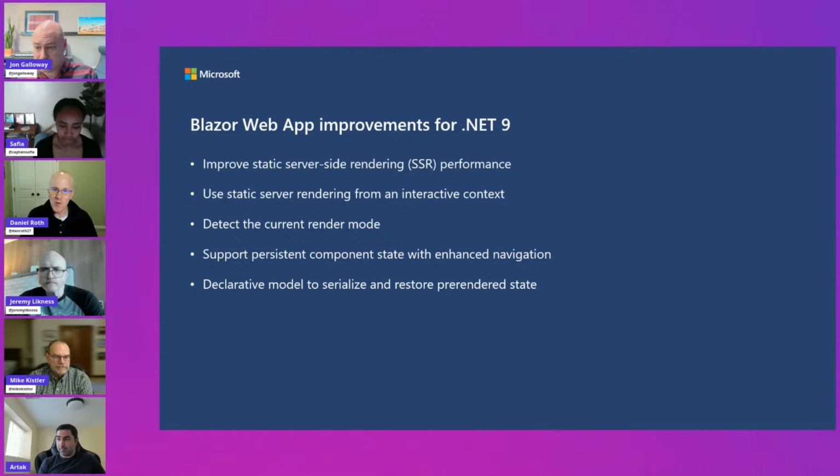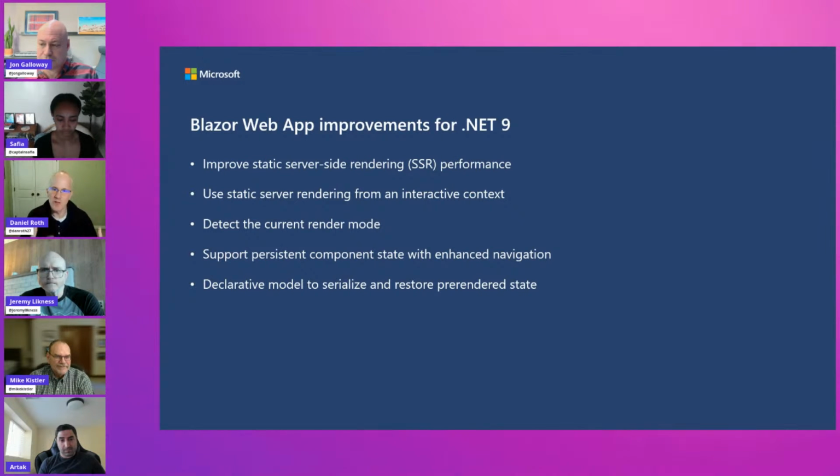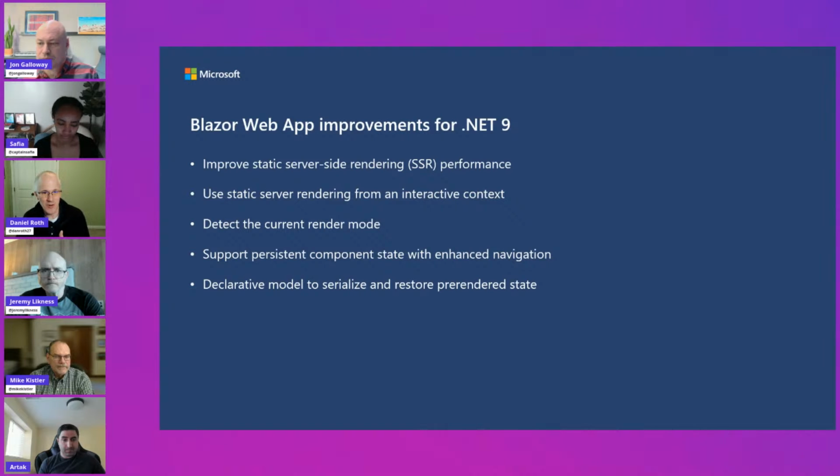And we have an API that allows you to access that persisted data. Unfortunately, it doesn't currently work with the enhanced navigation pattern where Blazor intercepts when you're doing a page navigation and you're getting the data from the server. So we're going to fix that in .NET 9 so that persistent component state works also with enhanced navigations. Because this pattern of using persistent component state is also now becoming more common, we're also going to do some work to add a declarative model for handling that persistent component state.